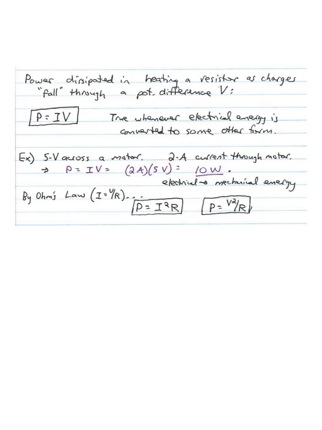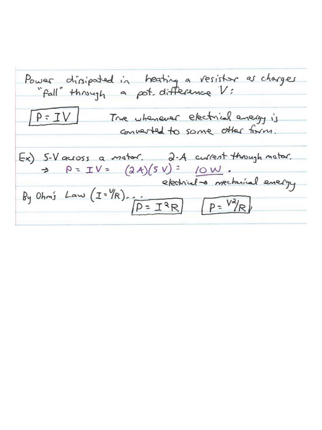So power dissipated in a heating resistor as the charges fall through the potential difference V is P equals IV. Here's an example. Let's say, in the example I just gave, we have 5 volts across a motor, and 2 amps is the current going through the motor. Then power equals current times voltage. We'll just say 2 amperes times 5 volts, and we get 10 watts. So we're getting from this motor 10 watts of mechanical power.